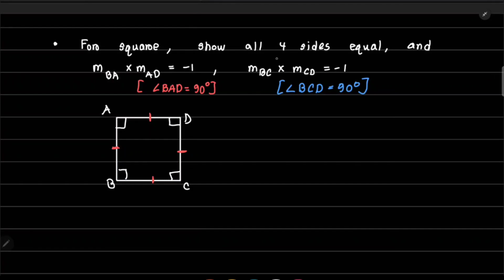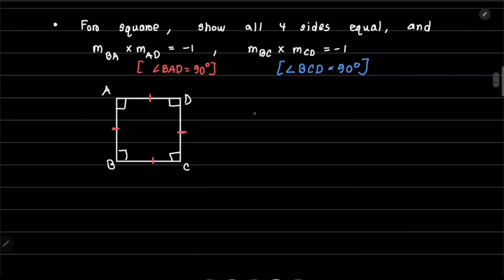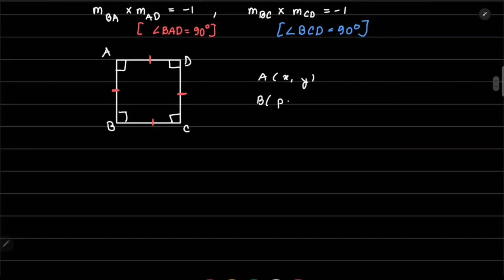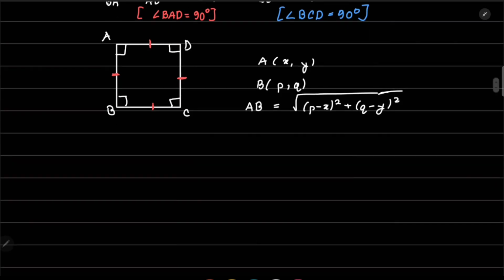We show that all 4 sides are equal in length by finding the magnitude. So if we are given point A, which is (x, y), and point B, which is (p, q), the distance AB will be the root of (p minus x) whole square plus (q minus y) whole square. We can do this for all the lengths AB, BC, CD and AD, and we'll find the angles over here.